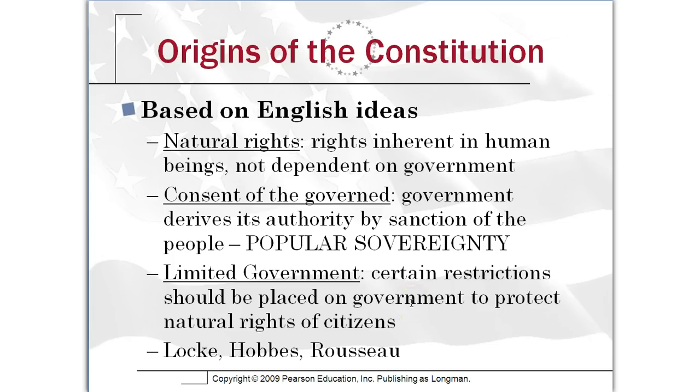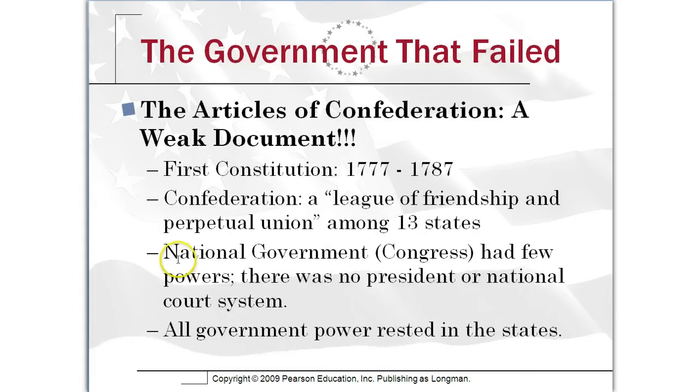The King of England was able to do that at that time, and they thought that was a violation of what should be a natural right of humans. So they believed in founding this new independent government on natural rights, consent of the governed, and limited government. And some of those English and, I think, French philosophers that gave us those ideas are John Locke, most importantly, Thomas Hobbes, and Jean-Jacques Rousseau.